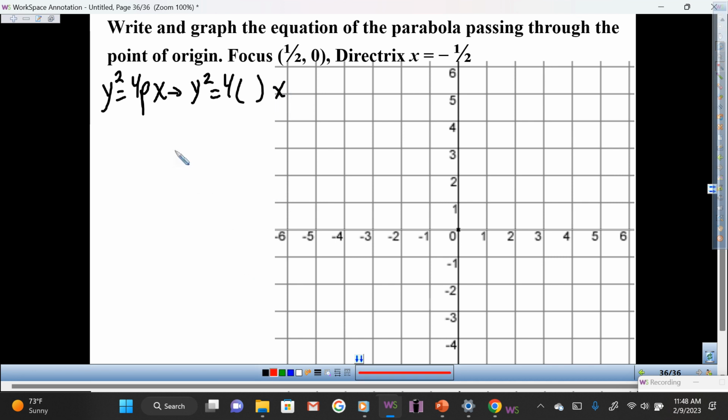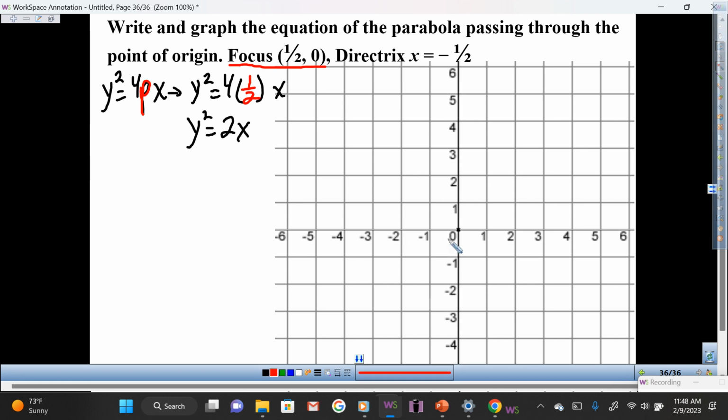Let me pass it to Ivan, but tell your neighbor, what value are we substituting for p in there? What value? All right, what did you substitute in there, Ivan? 1/2. That is correct, because that's part of the focus. Therefore, we get y squared equals 4 times 1/2. That is 2x. Hands, have you got that?